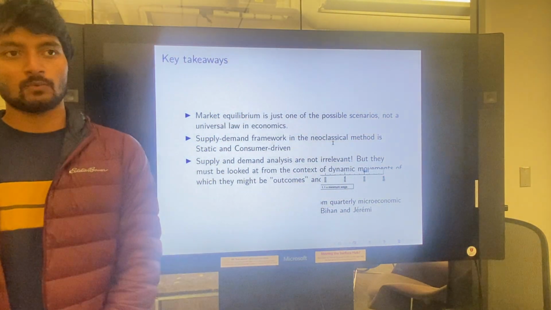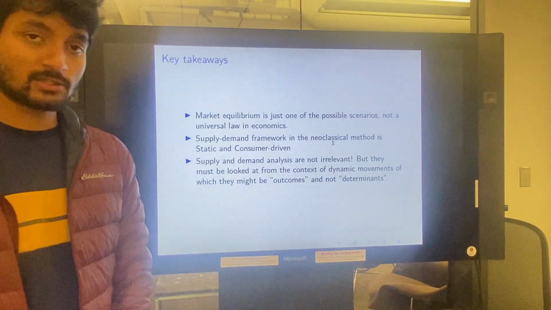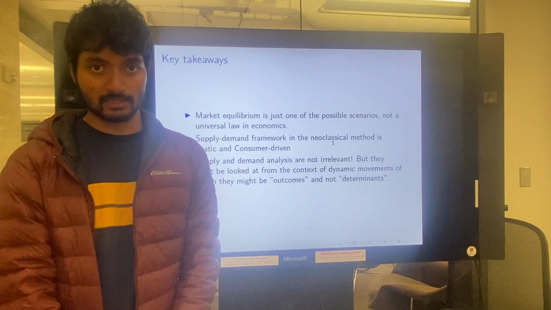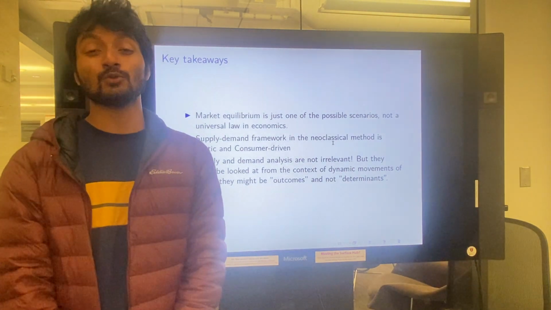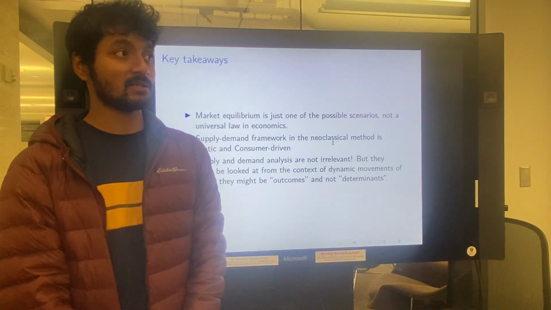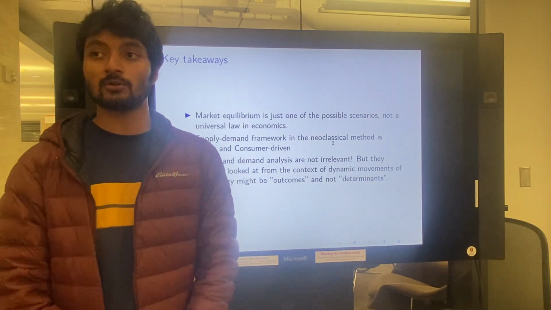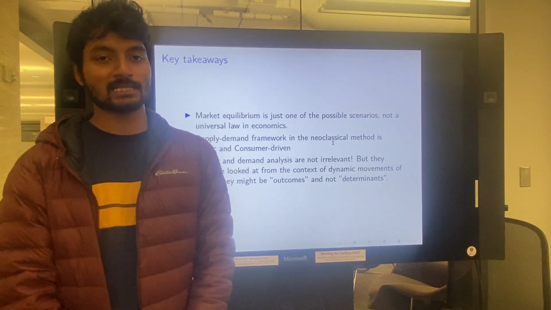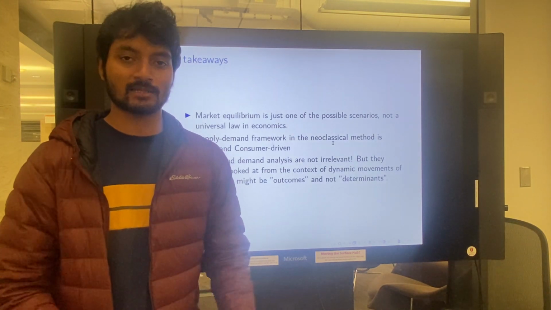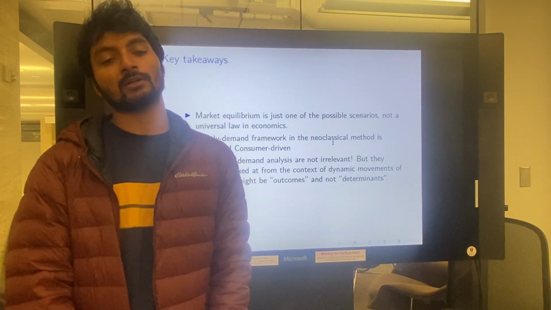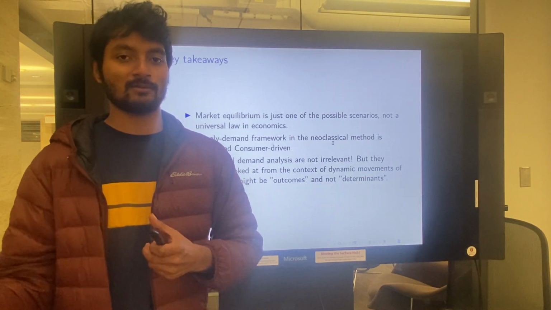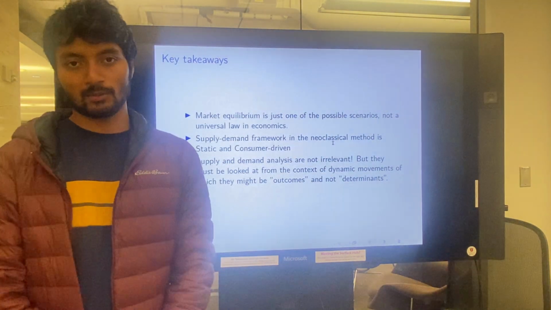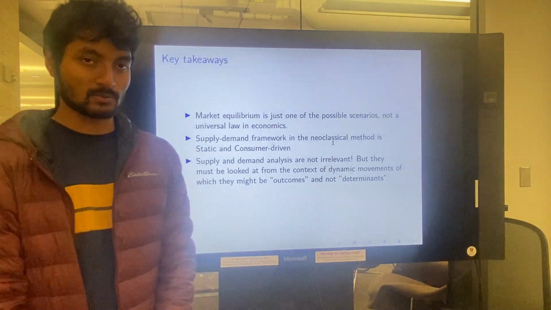So, given all this, what are the main key takeaways from our lecture? Well, market equilibrium is just one of the possible scenarios. It is not necessary that it is a universal law. And I'm especially trying to emphasize this because in a lot of textbooks we are often told of the law of supply and the law of demand. And in many cases, this becomes a very naturalistic approach towards economics, where you are talking about laws in economics as, let's say, laws in physics. Which I would say is not the way in which social systems work.